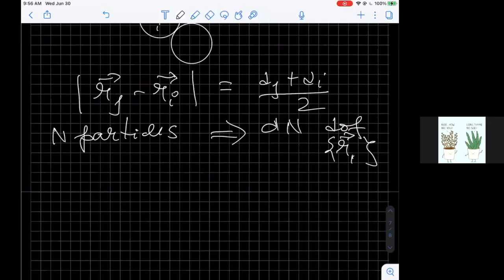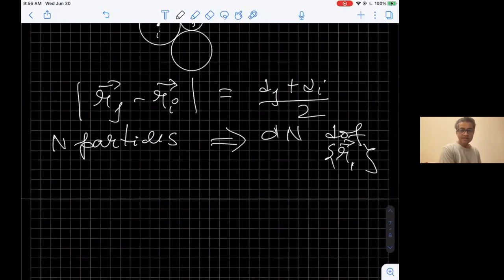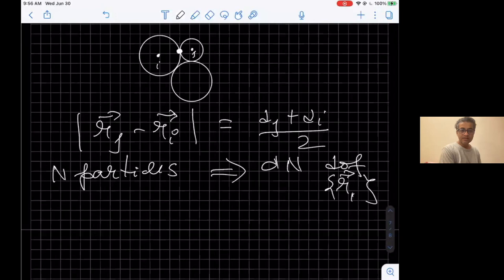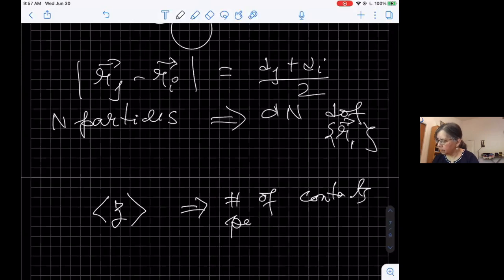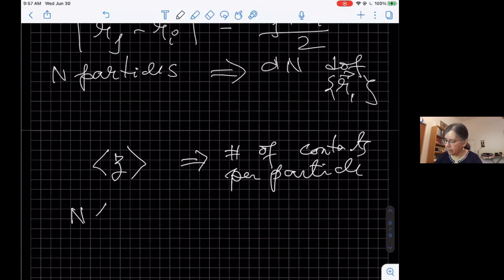How many constraints do I have? For three particles, three? Well, not three, because each contact is shared by two particles. So in a sort of mean field sense, if Z is the average number of contacts per particle, then if I have N grains, there are N Z over 2 constraints.